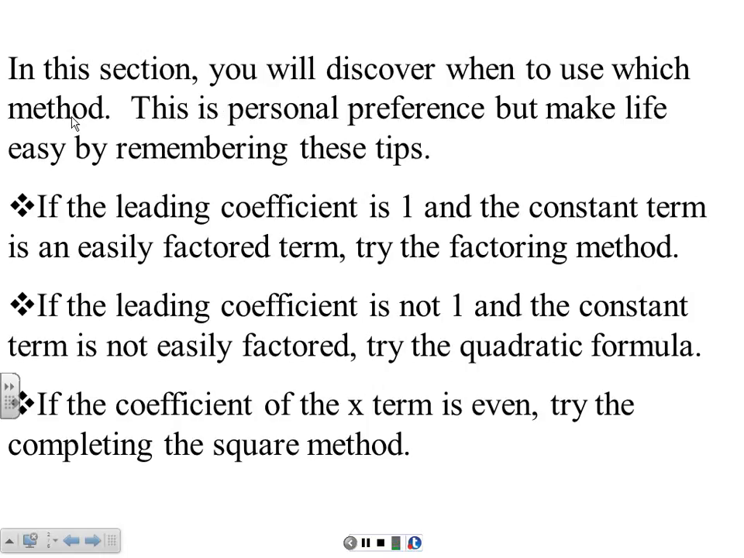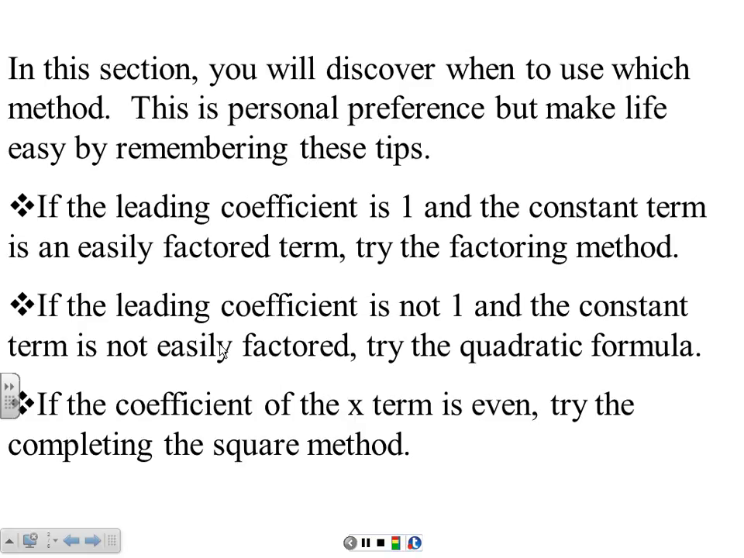And again, like I said, on the test, I'm not going to tell you which method to use. You can choose whichever method you deem appropriate. So again, this is personal preference, but make life easy by remembering these tips. Number one, if the leading coefficient is 1 and the constant term is an easily factored term, then try to factor. If the leading coefficient is not 1 and the constant term is not easily factored, then do the quadratic formula. If the coefficient of the x term is even, then try the completing the square method.